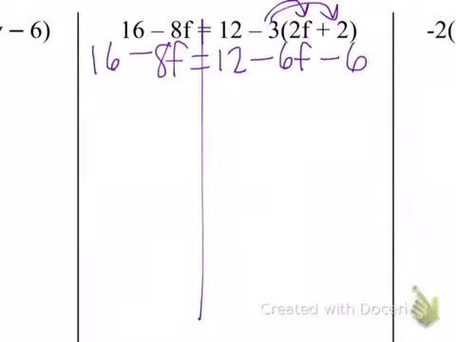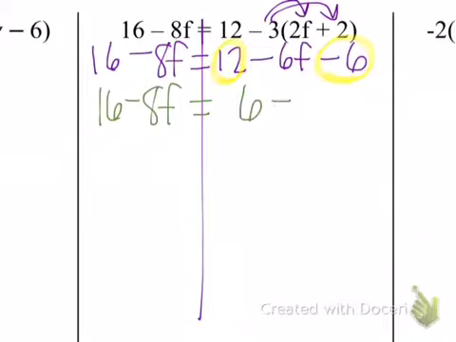Now, in this case, I'm at step number 2. I can combine like terms. On the left-hand side, I've just got a constant and a variable, so we're good there. On the right-hand side, I've got a constant, a variable, and a constant, so we can go ahead and combine those. I'm leaving my 16 minus 8f on the left. On the right-hand side, 12 minus 6 leaves us with just 6, and then minus 6f.